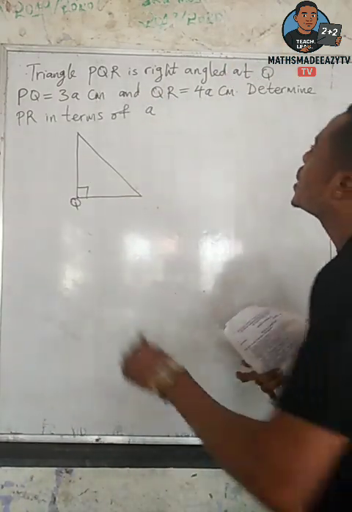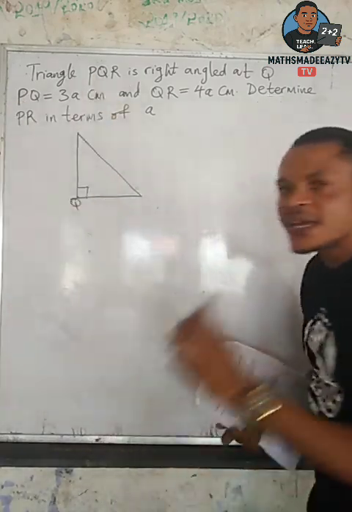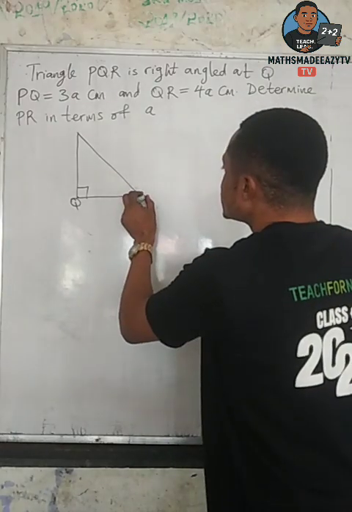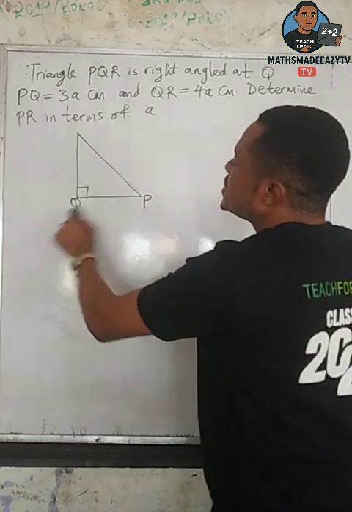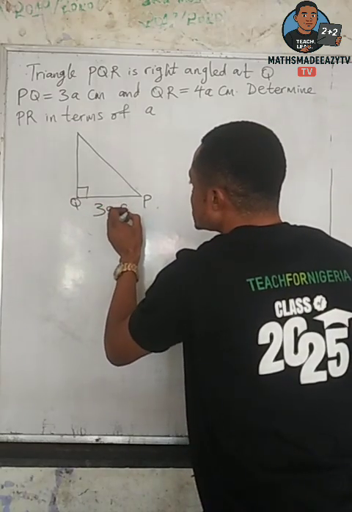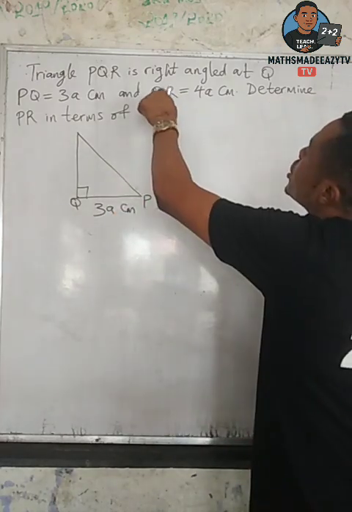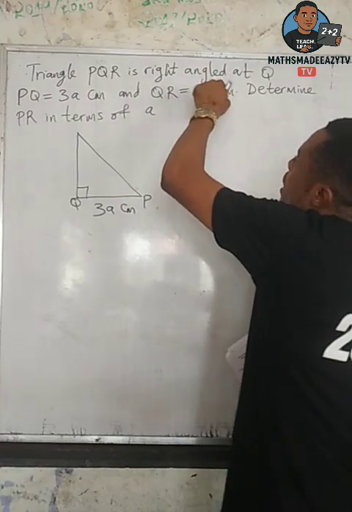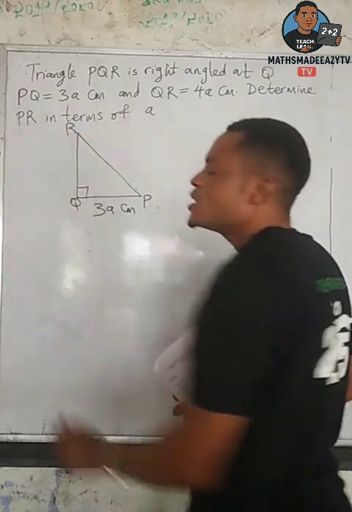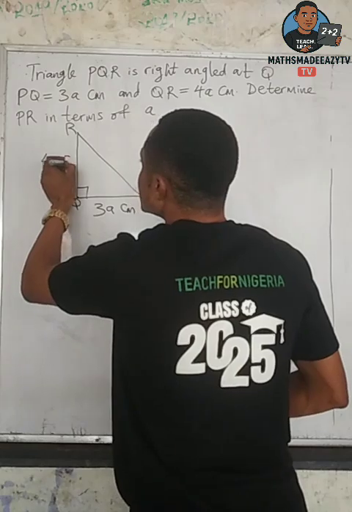And furthermore, we have the side PQ to be 3A centimeters. In this case, you can put P wherever you feel like. So let me just say, okay, the P is here. PQ, the distance P to Q is 3A centimeters. So we have 3A in centimeter for the distance from P to Q. And Q to R is 4A centimeter. So we have R to be here, and the distance is given to us to be 4A in centimeters.